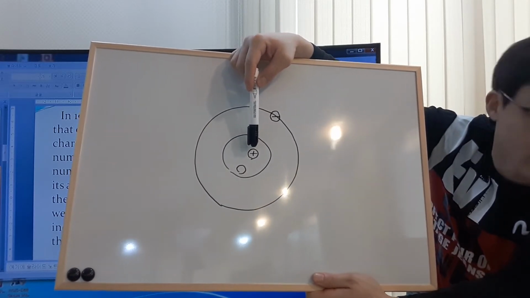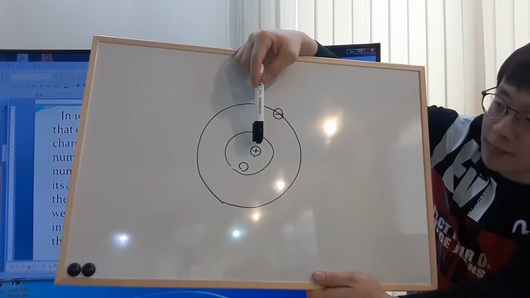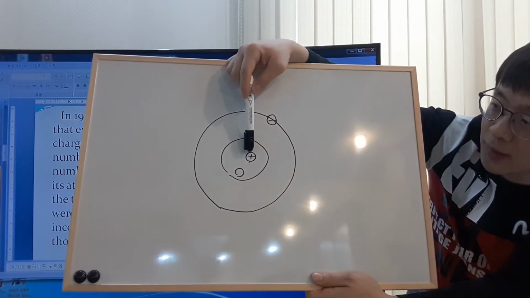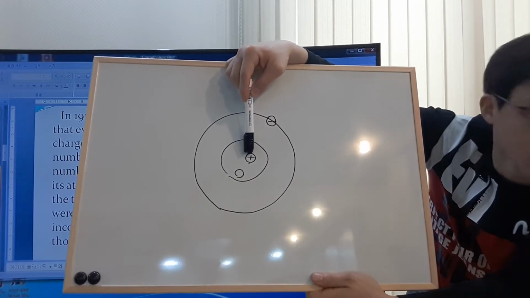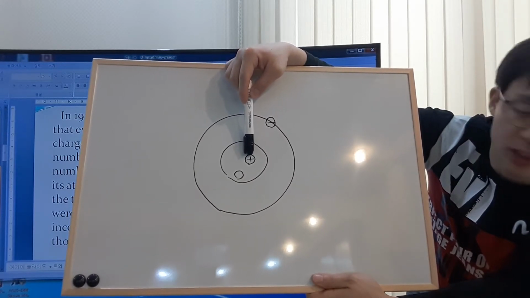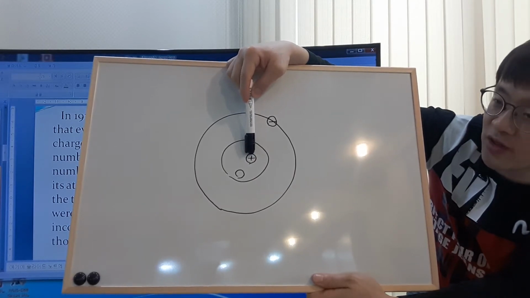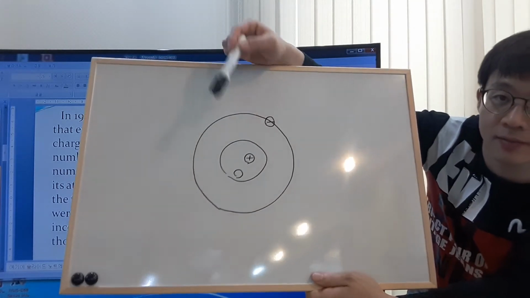So this paragraph means that Henry Gwyn Moseley used the number of protons to arrange the periodic table rather than using the atomic weight. Do you understand?